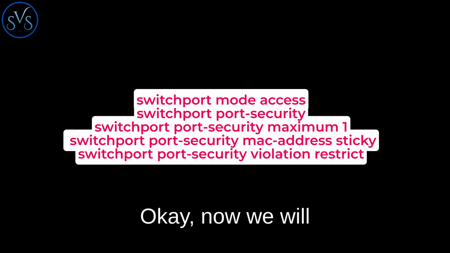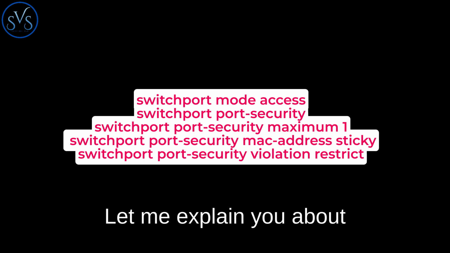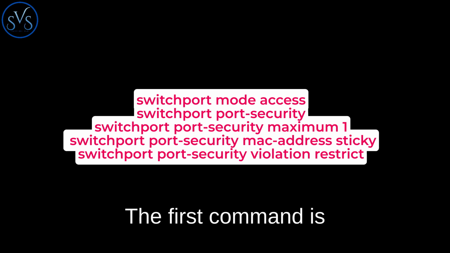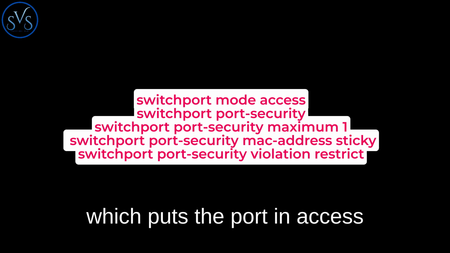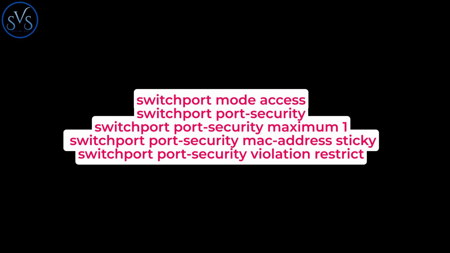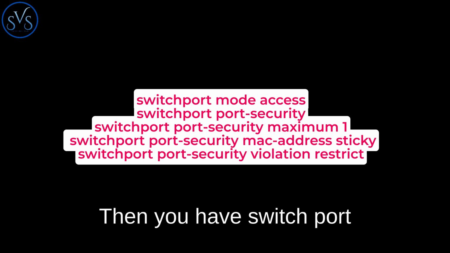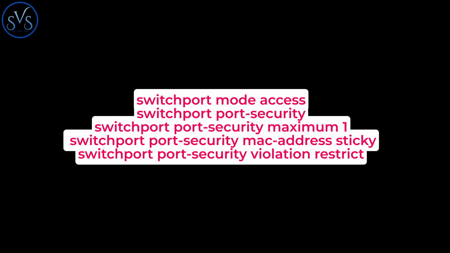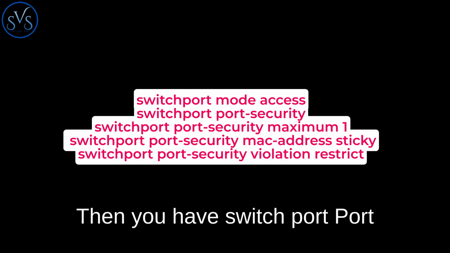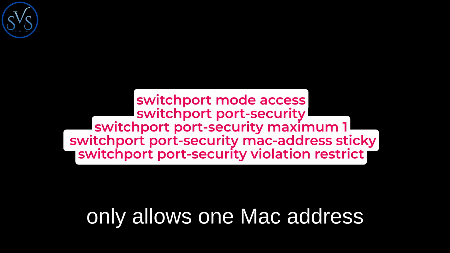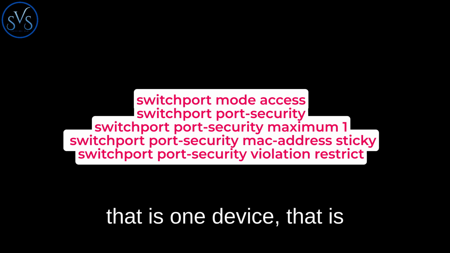Okay, now we will take a pause here. Let me explain to you the 5 commands that you see on the screen. The first command is switchport mode access, which puts the port in access mode, allowing all the VLANs through the switch. Then you have switchport port-security, which enables the port security for other configurations. Then you have switchport port-security maximum 1, which only allows one MAC address, that is one device, that is one network interface card.